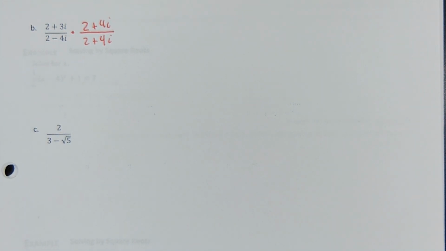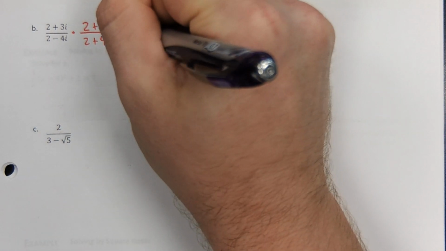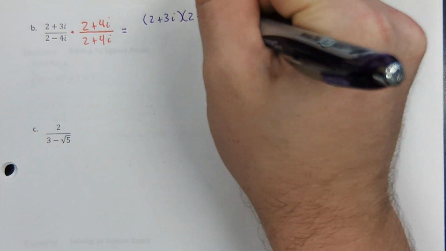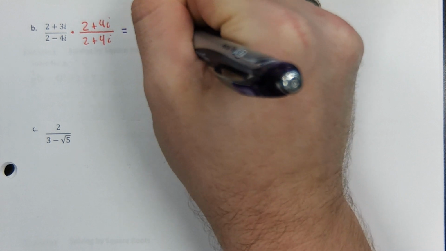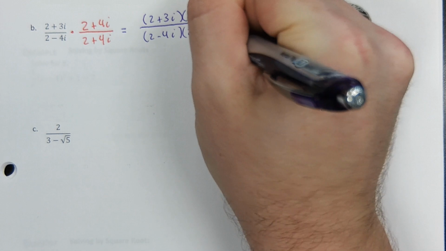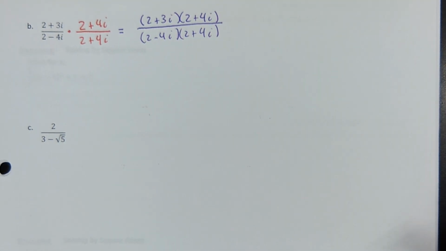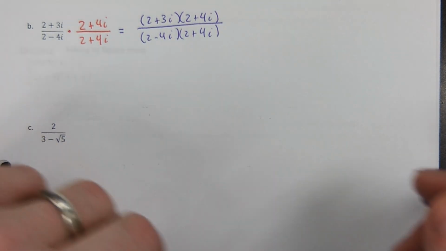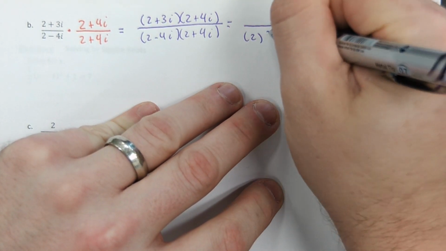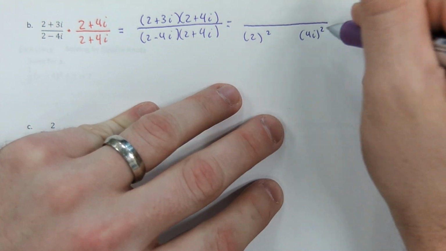In the numerator, there is no way to avoid it. We are going to have to FOIL. Yay! 2 plus 3i times 2 plus 4i. On the bottom, 2 minus 4i times 2 plus 4i. At least we don't have to FOIL in the numerator and the denominator, right? We only have to do it once on top, because on the bottom, we're multiplying conjugates. Square the front, square the back, put a minus sign in between.